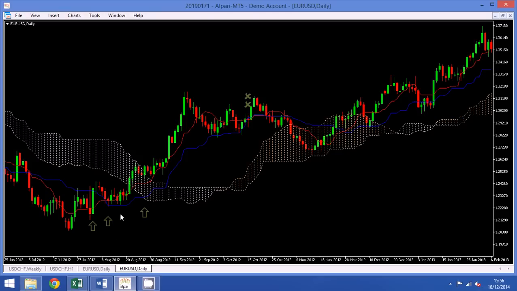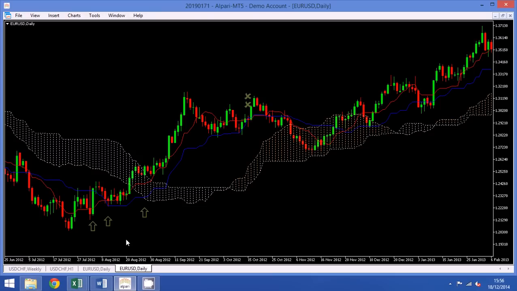Trading strategy number 2 is here, and this is when the red line, the conversion line, crosses, in this case, above the blue line, again the baseline, and if it crossed below, that would be the signal to exit the long trade and enter a short trade.